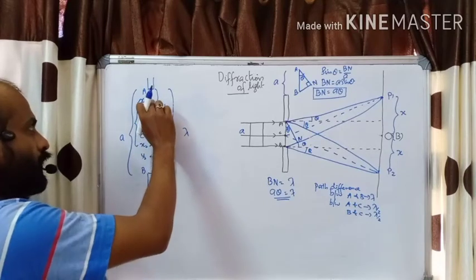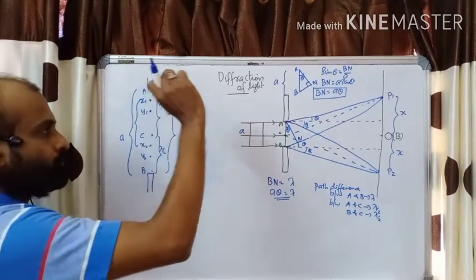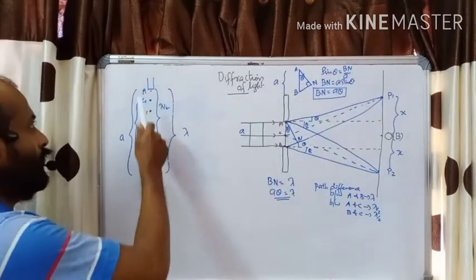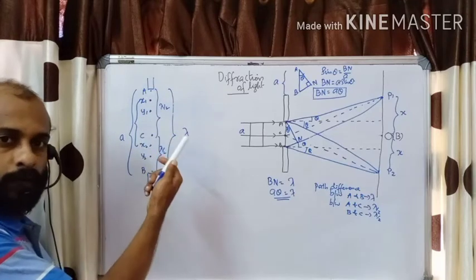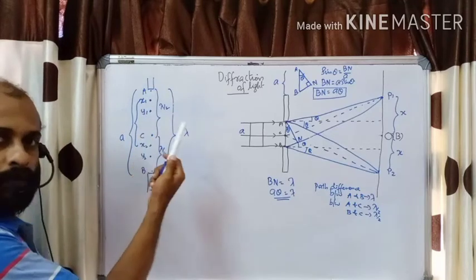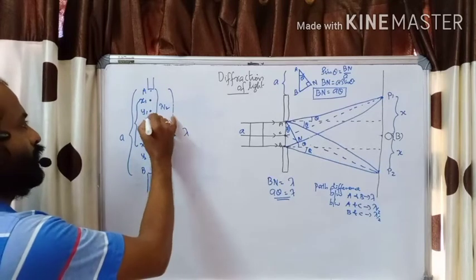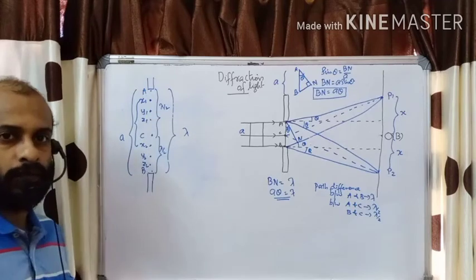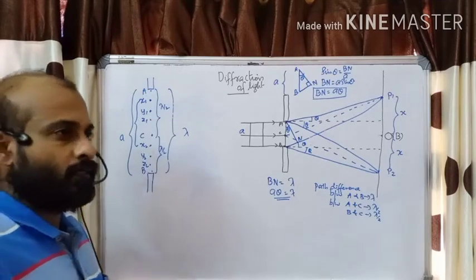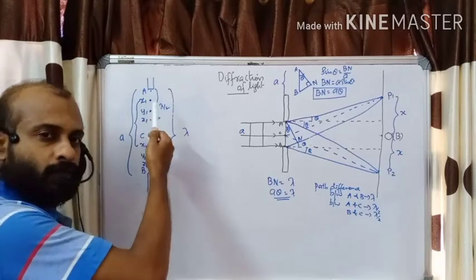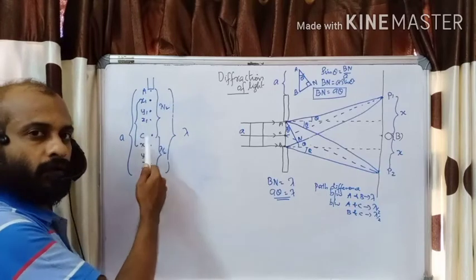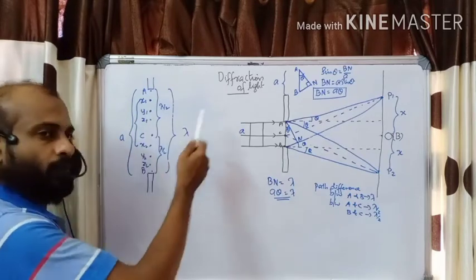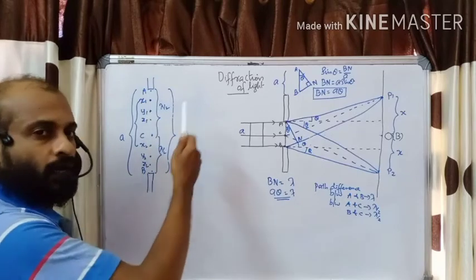So sources x1 and x2 will produce wavelets to the point P1. What will be the path difference between the wavelets from x1 and x2? It will be lambda by 2. From y1 and y2 it will be lambda by 2. Another point we can choose, z1, then here z2. From z1 and z2 it will be lambda by 2. So pairs of wavelets from x1 and x2, y1 to y2, and z1 to z2 all differ by a path difference of lambda by 2.